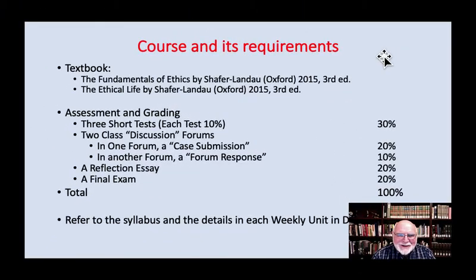Well, let's turn our attention now to a quick look at the course requirements. You'll need both sections of the textbook. Here are the two textbooks. Here we have the fundamentals of ethics, and here we have the ethical life. Two textbooks. They really make up one textbook, and you should be able to get the third edition. No trouble at all. It's not the latest edition, so you should be able to get second-hand copies. Hopefully it'll make it a little cheaper for you.